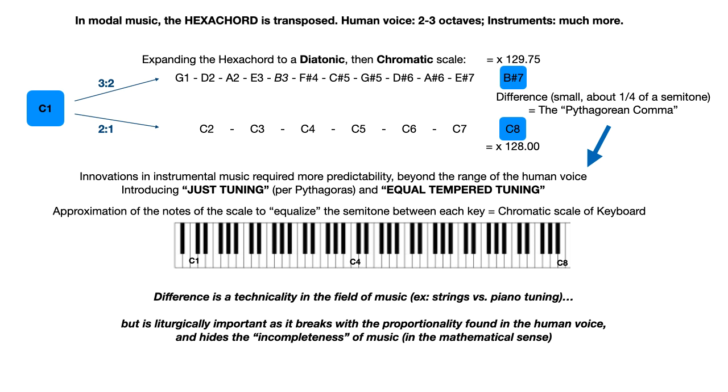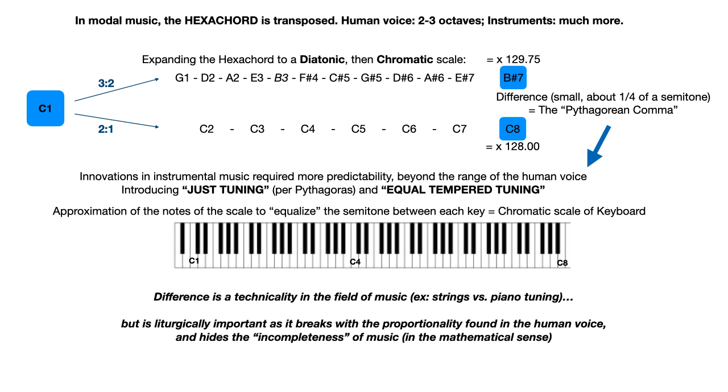And this is where the hexachord was expanded to a diatonic scale, then to a chromatic scale. How? By continuing that 2 to 1 and that 3 to 2 proportion. So if we do the 3 to 2 proportion 12 times, then starting from a C1 note, we will end up to a B sharp 7. And if we do the same system with the proportion of 2 to 1, we have a C1, C2, C3, and we have a C8. And those 2 notes, if we had an exact chromatic scale, should be the same, but they are not. They have a difference of what is called the Pythagorean comma.